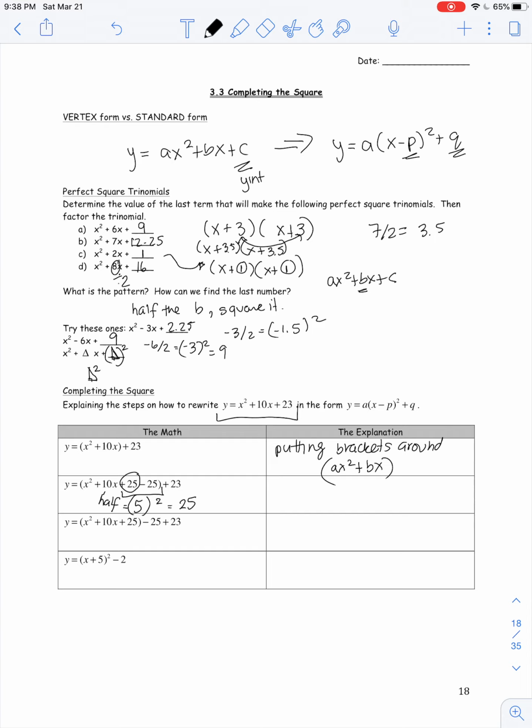So our way of still making this mathematically true is that if we put something in, we have to take it out right away. So we're writing it as 0. So 25 minus 25 is equal to 0. So what I'm doing is I'm adding this number here, but at the same time, I'm subtracting it. So let's write that down. We're going to take half the b value and square it. Then add and subtract that number.